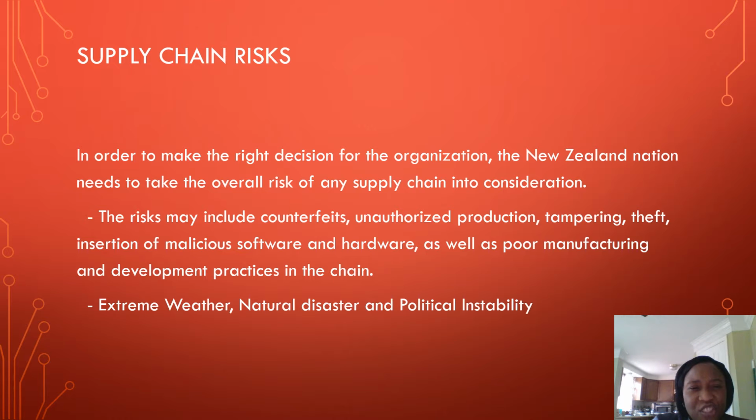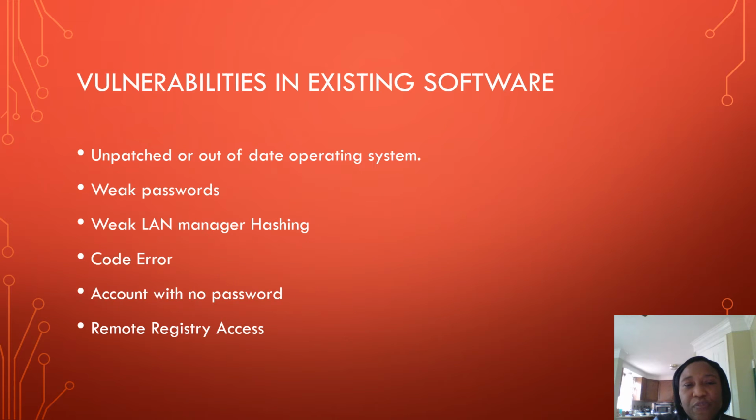The New Zealand nation needs to take the overall risk of any supply chain into consideration. The risk may include counterfeit, unauthorized production, tampering, theft, insertion of malicious software code and hardware, as well as poor manufacturing and development practices in the chain. Or we can think about extreme weather, natural disaster, and political instability. All of this can affect the supply chains of a software.